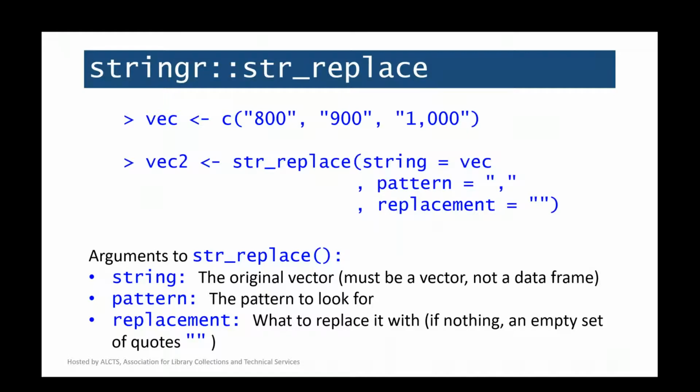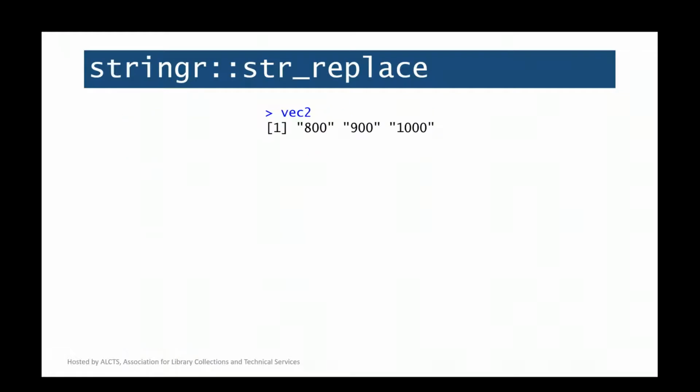And in R, numeric vectors cannot have commas. Then I'm going to create a second vector I call vec2, and I'm assigning to that, I'm using the string replace function. The string is vec, the pattern is a comma, so you see you have to put that in quotation marks. The pattern is a comma, and I want to replace that with nothing, which is an empty set of quotation marks. And what that's going to do is just remove the commas from any value it finds in that vector. So in other words, it's going to look like this after I run it.